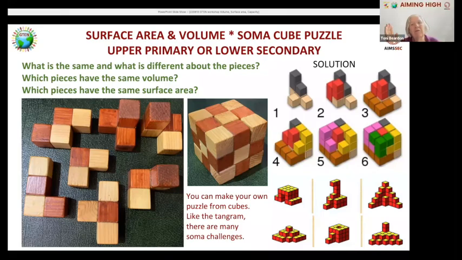And of course, if you're lucky enough to have multi-link or centicubes, which are plastic cubes which join together, then you can make these Soma pieces from them. My husband made these from a piece of wood. He cut it up, but you have to be quite good at woodwork for that. It's quite a challenge for older learners if they do woodwork in school, because you've got to get all your saw cuts at exactly the right place and exactly 90 degrees to the edges to make the cubes.